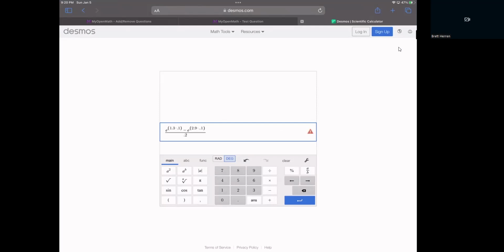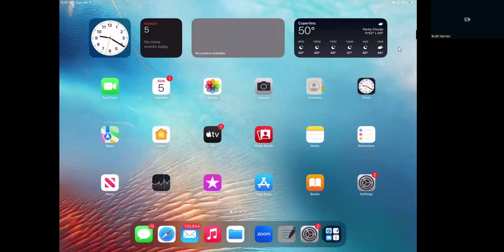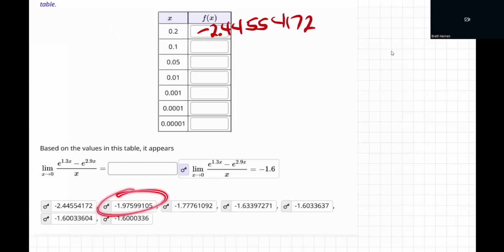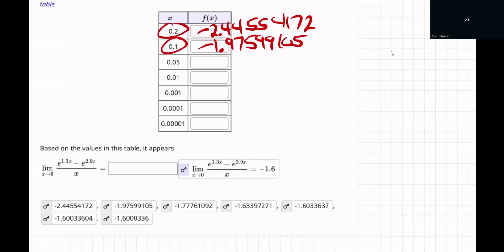Yeah, down here, 0.1. There we go. Hit enter. It's negative 1.97, whatever. Copy and paste that in. Sure enough, that's our second answer. See what I'm doing? This is a little tedious, but just copy and paste. Okay, so I did 0.2, 0.1. Now I'll do 0.05. You don't need the zeros in the front. They're not doing anything.